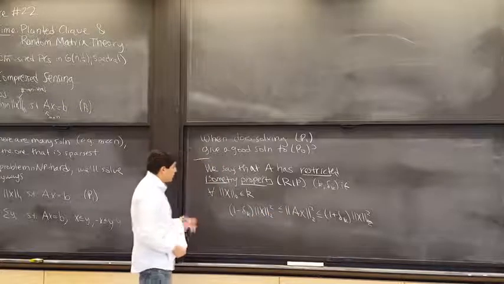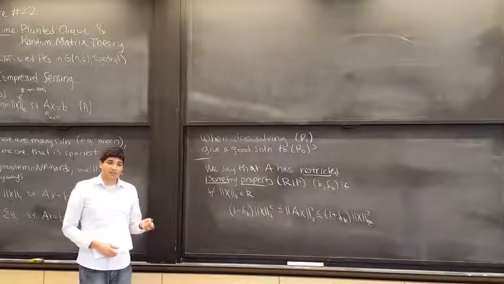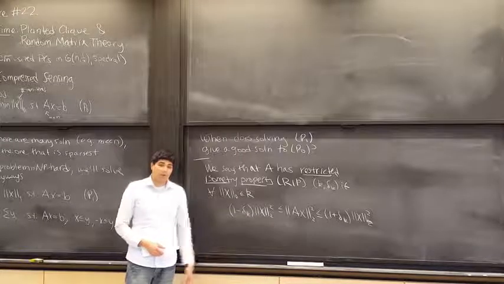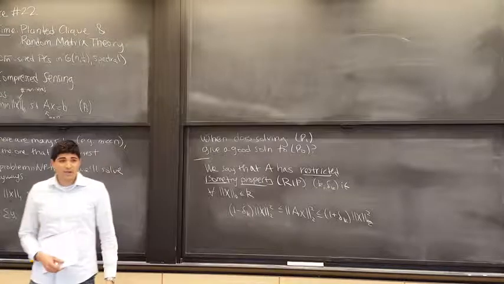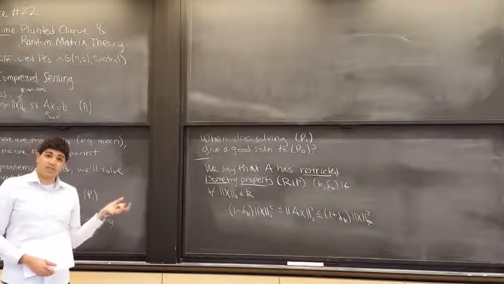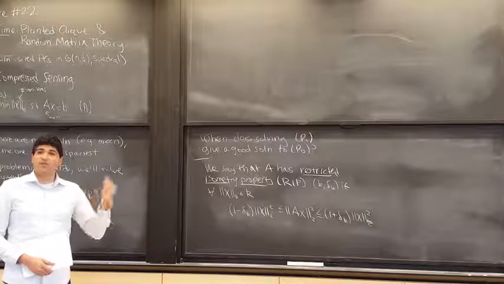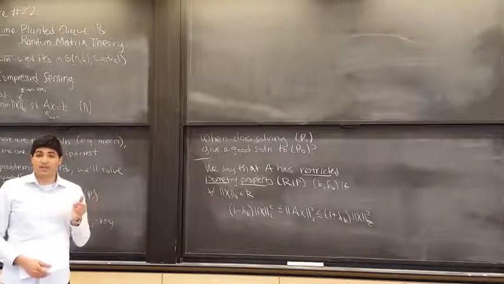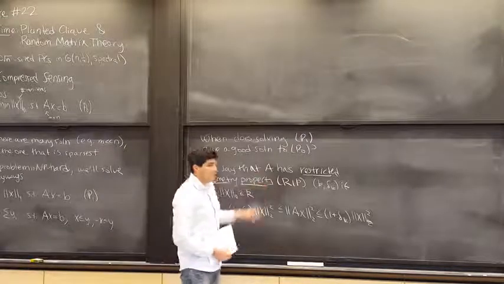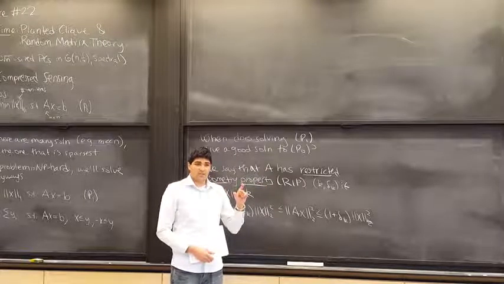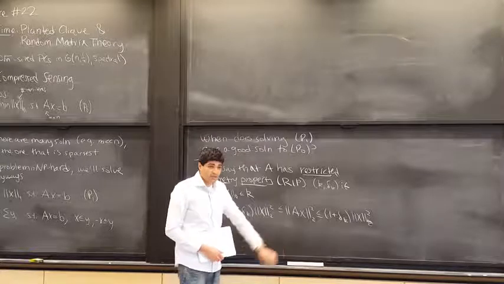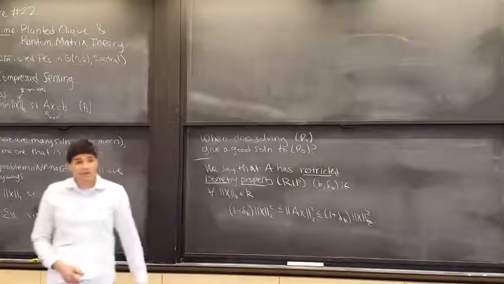So RIP is really asking that A behave like an isometry, but we only care about how it behaves on sparse vectors X. The important thing is that there are matrices A with this property that have many fewer rows than we would need if we really wanted A to be orthogonal. If we wanted A to be orthogonal, it would have to be n by n, but we're going to get away with matrices that have many fewer rows than that. So does this definition make sense? This is one of the key things that we cover today.